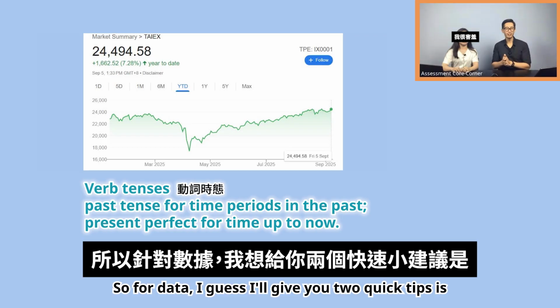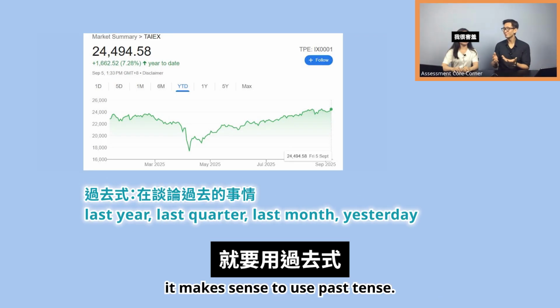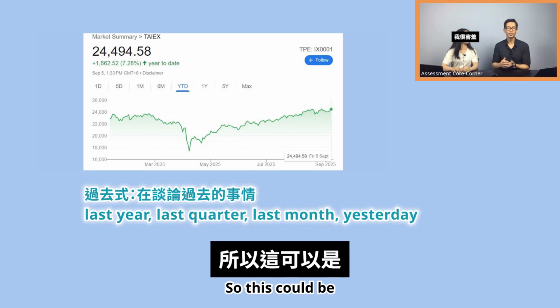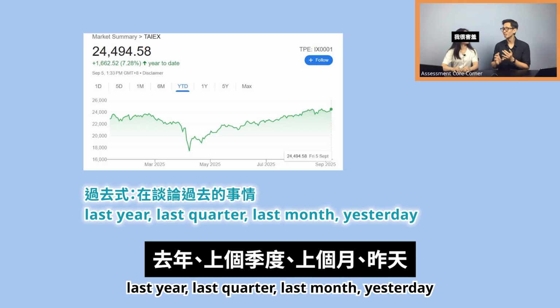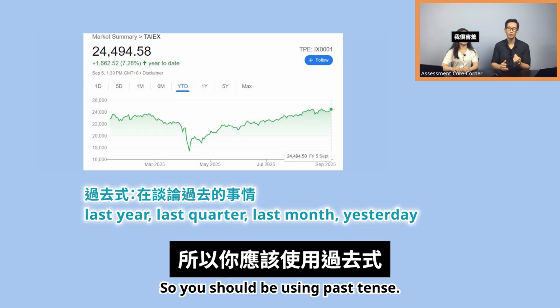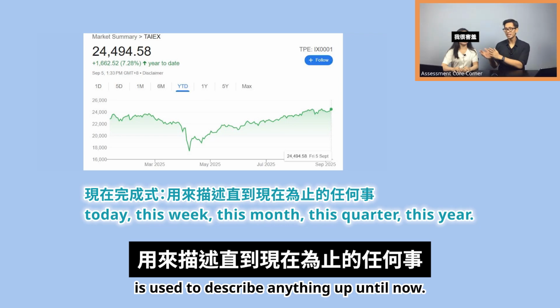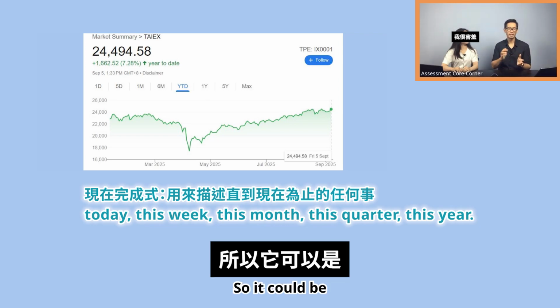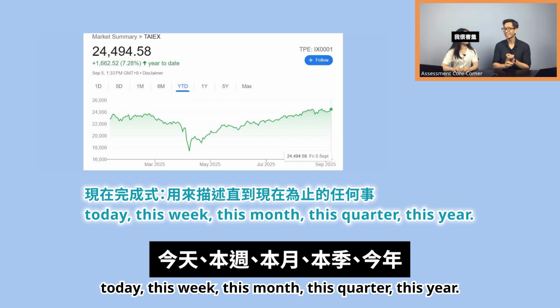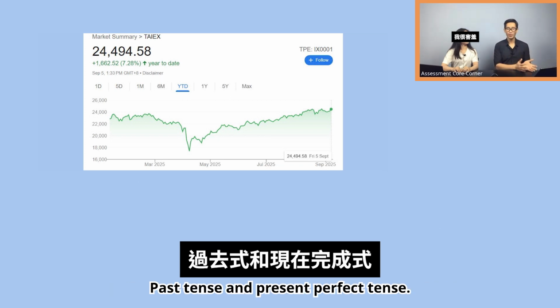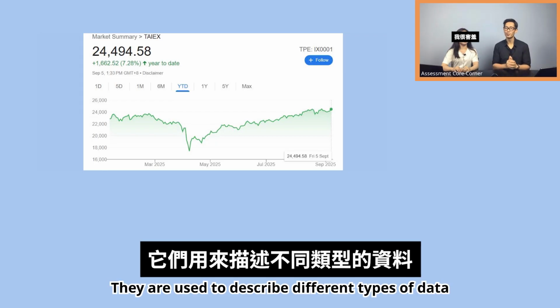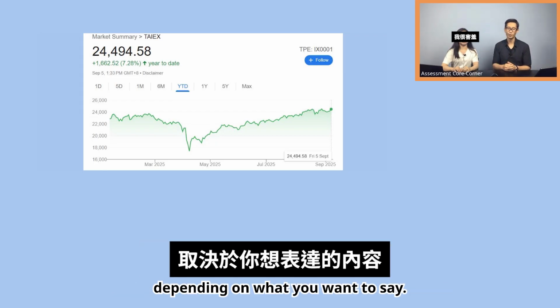So for data, I guess I'll give you 2 quick tips. If you're talking about the past, it makes sense to use past tense. So this could be last year, last quarter, last month, yesterday. This is all in the past, so you should be using past tense. Present perfect is used to describe anything up until now. So it could be today, this week, this month, this quarter, this year. Past tense and present perfect tense are used to describe different types of data depending on what you want to say.